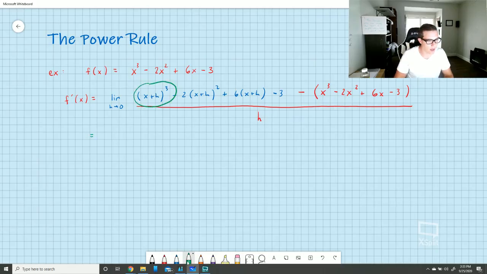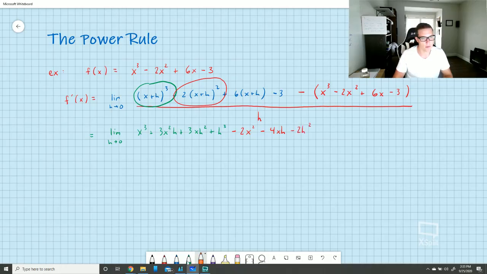You're going to have to do that. I'll save a little bit of time here because I don't think you want to watch me do a bunch of multiplication. The term you actually end up getting is x cubed plus 3x squared h plus 3xh squared plus h cubed. The next one, we have a minus 2 times x plus h squared. Well, that ends up getting us minus 2x squared minus 4xh minus 2h squared. Then we have this component plus 6x plus 6h, and then that minus 3.